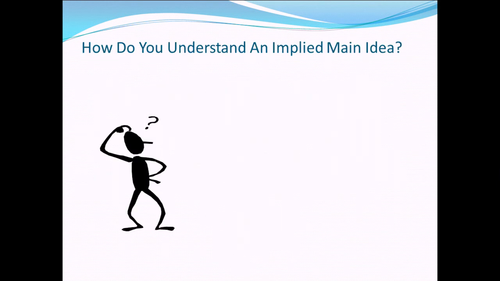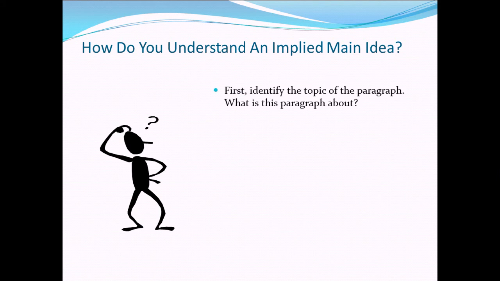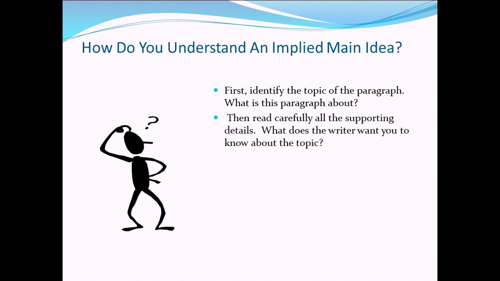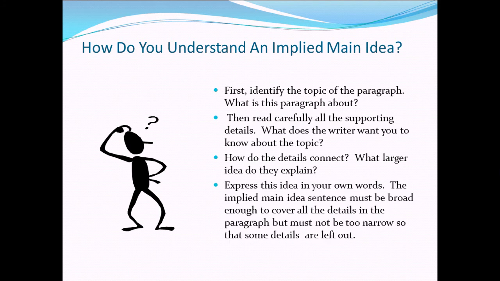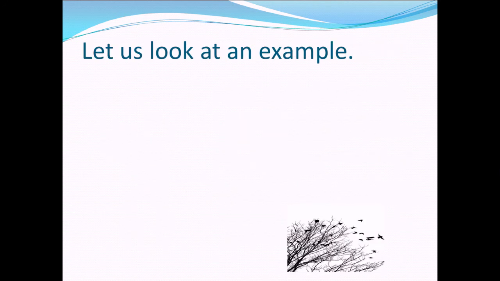How do you understand an implied main idea? First, identify the topic of the paragraph. What is this paragraph about? Then read carefully all the supporting details. What does the writer want you to know about the topic? How do the details connect? What larger idea do they explain? Express this idea in your own words. The implied main idea sentence must be broad enough to cover all the details in the paragraph, but must not be too narrow so that some details are left out. Let us look at an example.